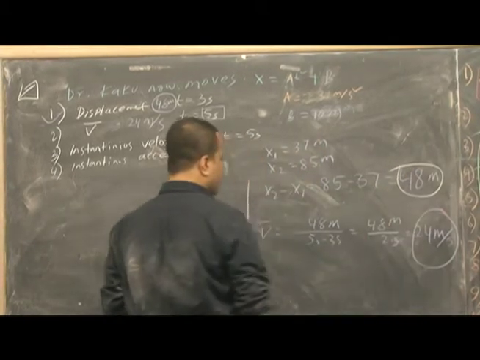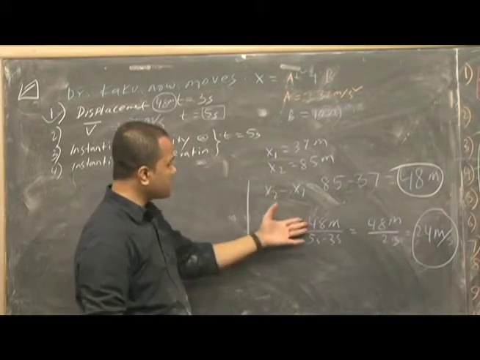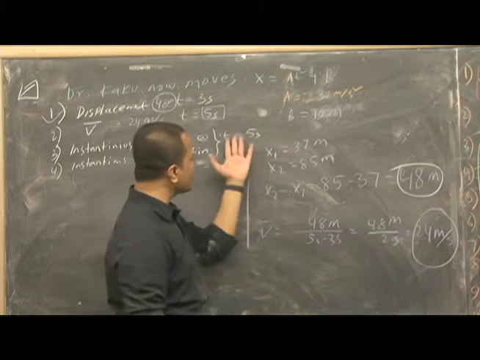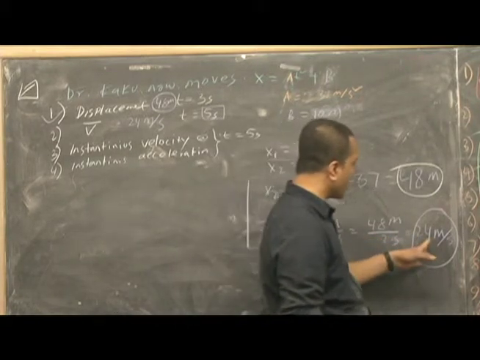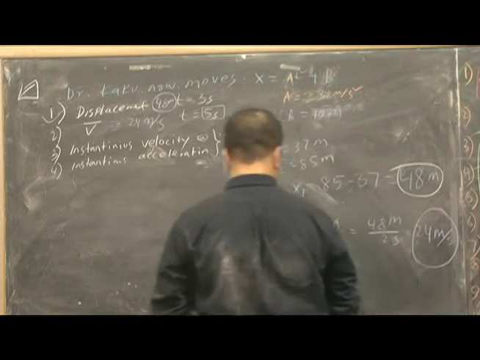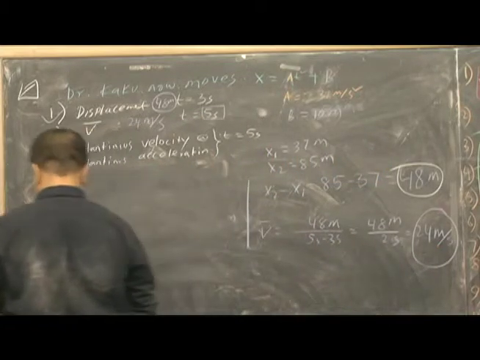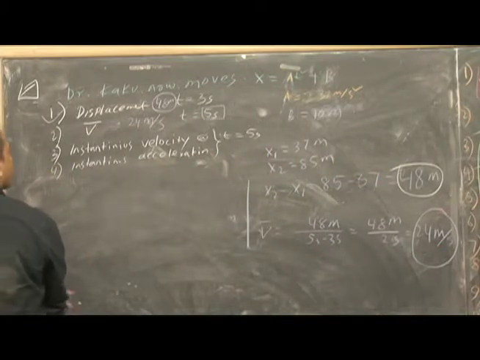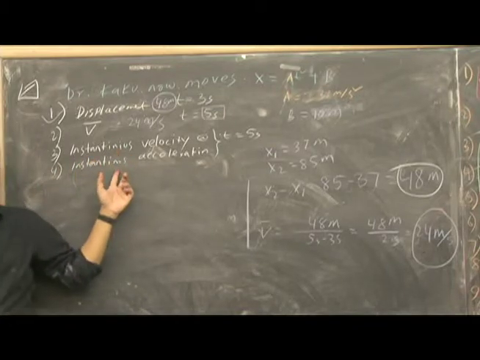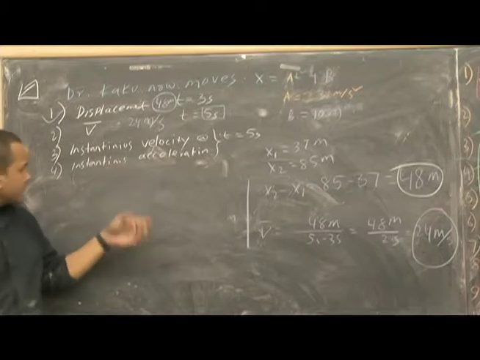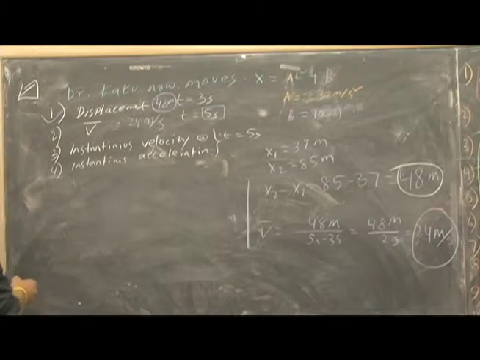And then the velocity is just displacement over change of time, which is 5 seconds minus 3 seconds, and it was 24 meters per second. That was our velocity. Now we're gonna find the instantaneous velocity and instantaneous acceleration. So let's see, what is the instantaneous velocity?